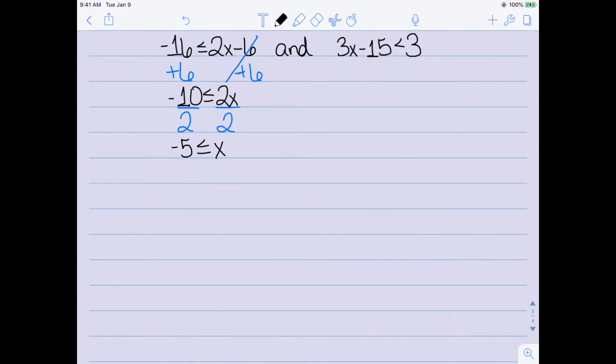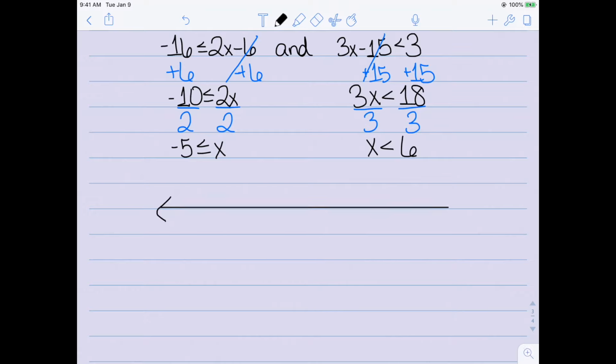Now let's move to the other inequality. We start by adding 15 to both sides. That gives me that 3x is less than 18. I then divide both sides by 3, and I get that x is less than 6. So let's think about our number line once again. We have -5 and 6. I have a closed dot at -5 and an open dot at 6.